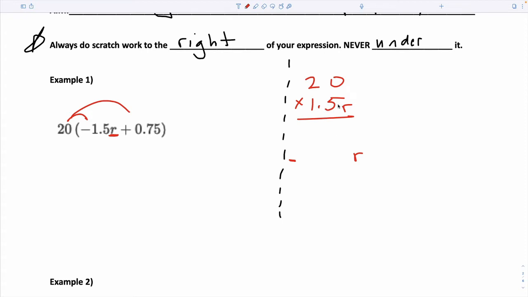Let's work through. 5 times 0 is 0. 5 times 2 is 10. Move over to the 1. Add a placeholder 0. 1 times 0 is 0. 1 times 2 is 2. And it's going to give me a negative 300. Don't forget your decimal. When you multiply decimals, I count the digits to the right and move that amount of space. This became a negative 30R.